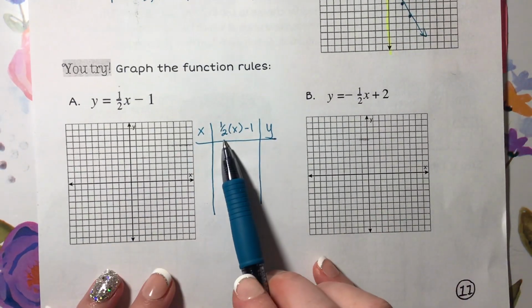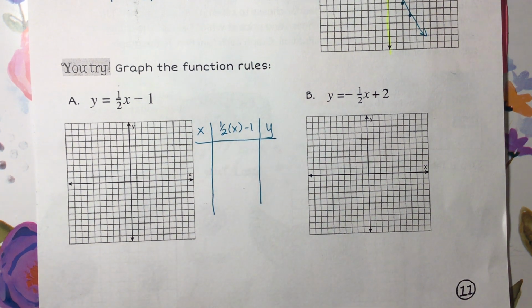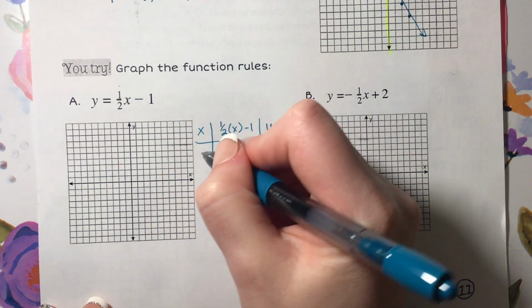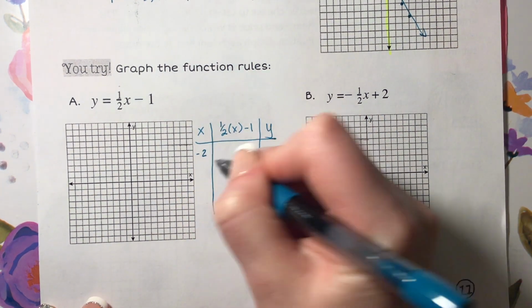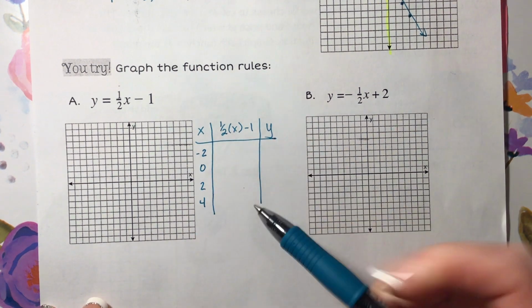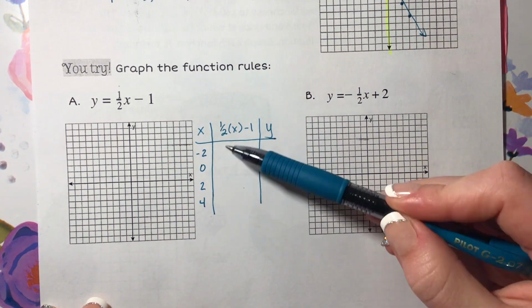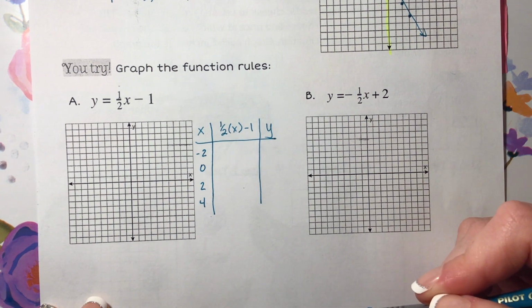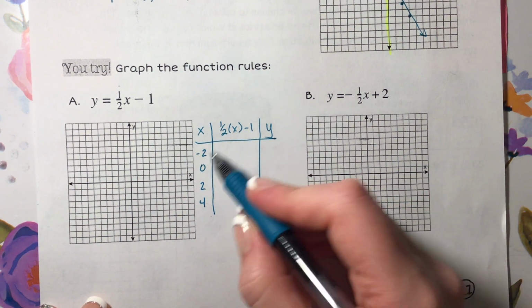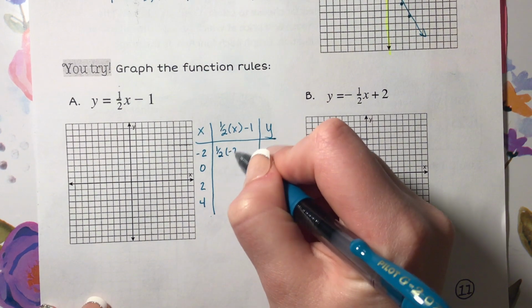Because I have this 1/2 in the function rule, I'm going to only choose even numbers because I don't want to work with decimals. If you do, that's fine, but I'm looking at the problem ahead of time and thinking to myself, how can I strategize to make this work easiest on me as possible? So I'm going to say my coordinates are -2, 0, 2, and 4. I'm choosing even numbers so that when I multiply it by 1/2, I get a whole number for my answer. Now I'm taking these numbers and substituting them in.